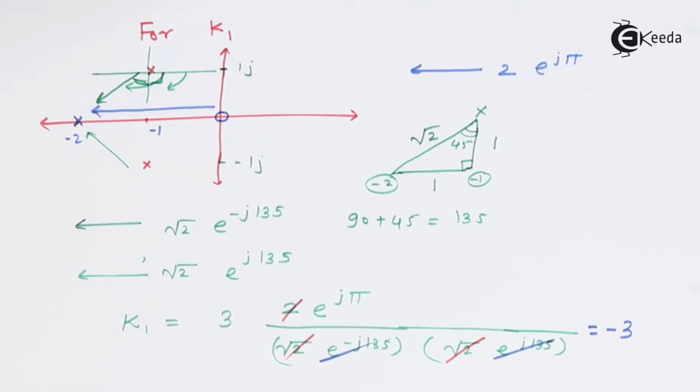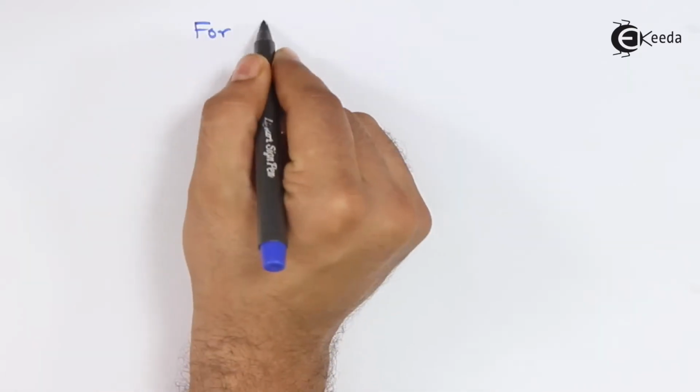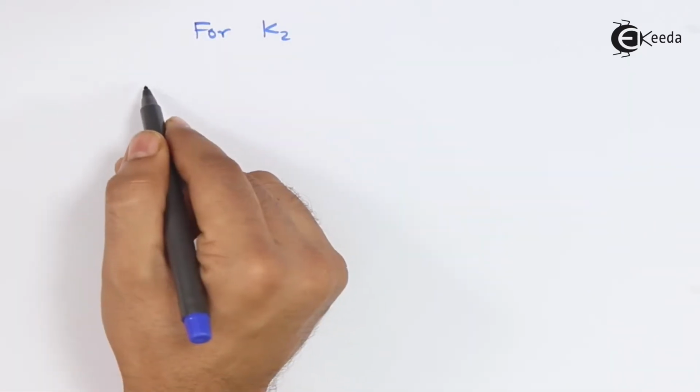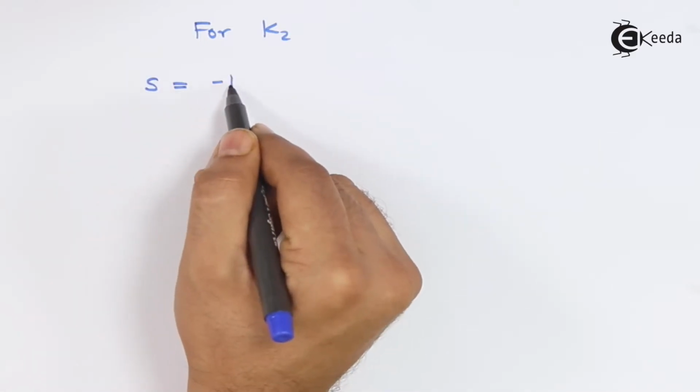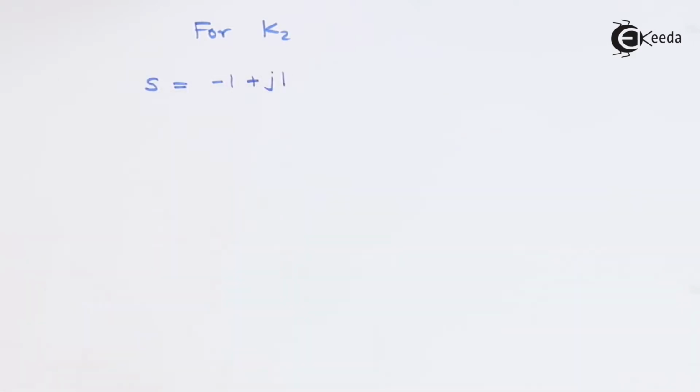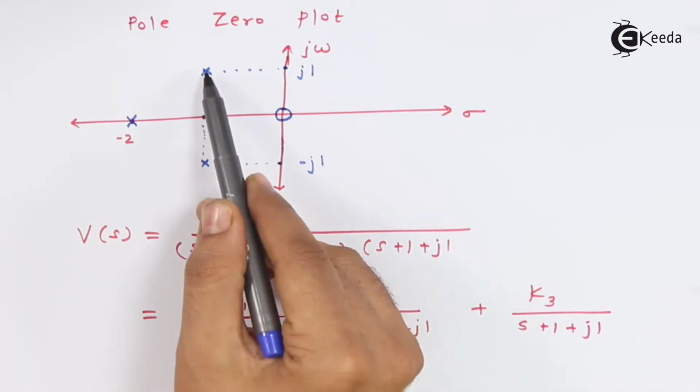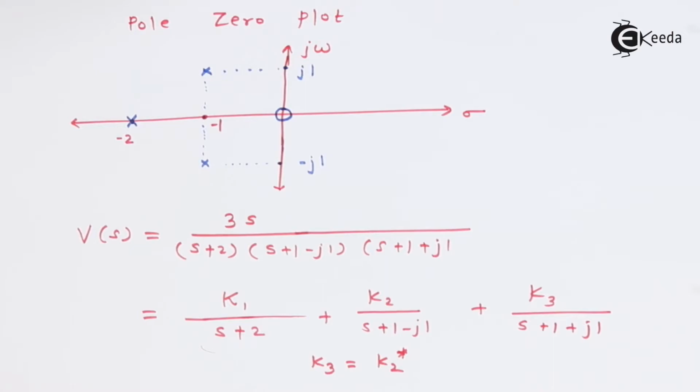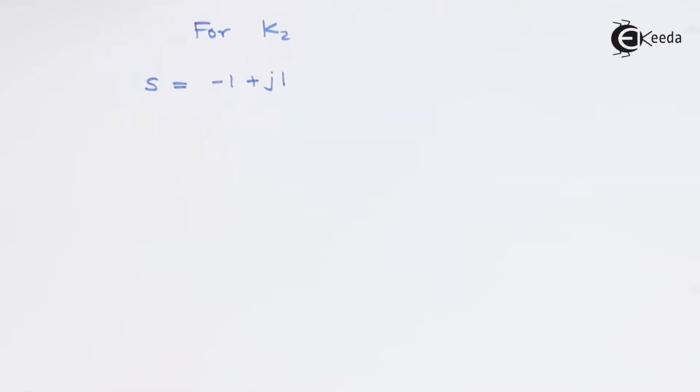Now we will calculate K2. The pole which is related with K2 is S equal to minus 1 plus j1. This pole, minus 1 plus j1. So we'll draw the diagram again.